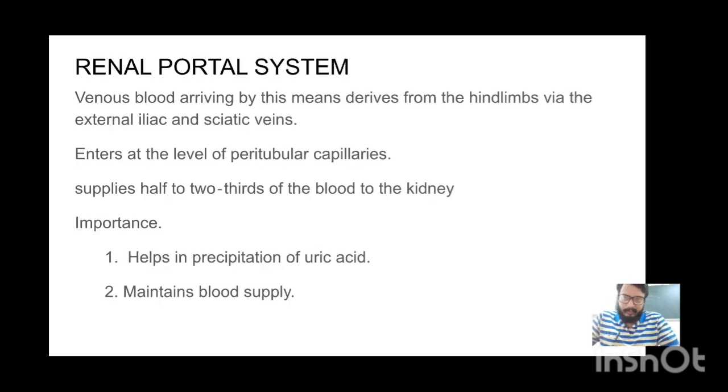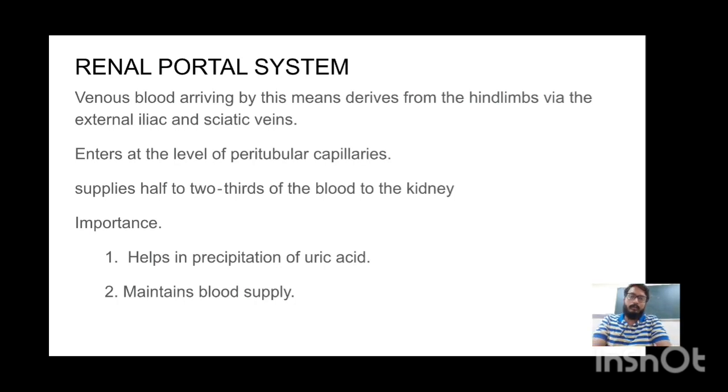So it is venous blood that is arriving from the hind limbs or from the tail region, mainly from the external iliac and sciatic veins. It will enter at the level of peritubular capillaries, and it is said that it supplies about half to two-thirds of the blood to the kidney. So it's an extra amount of blood that is being supplied to the kidneys of the avians. Importantly, it is the venous blood that is coming from the hind portions.